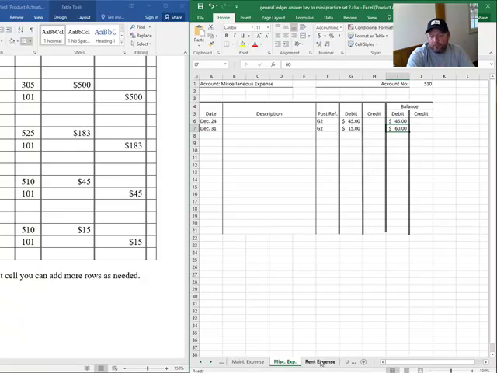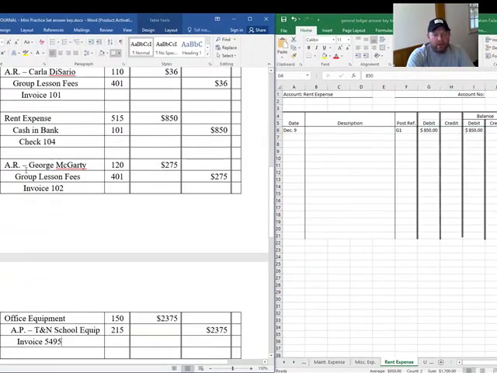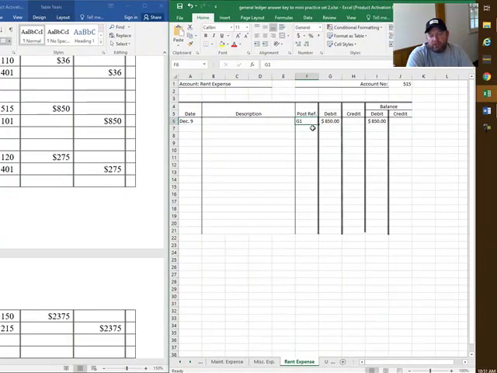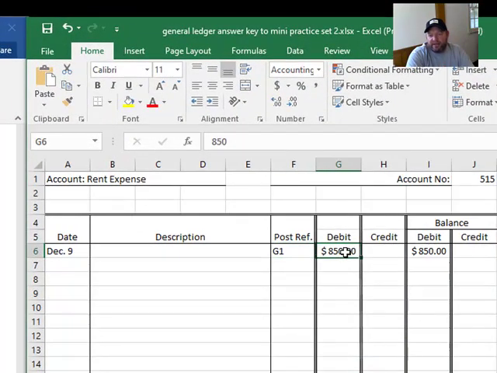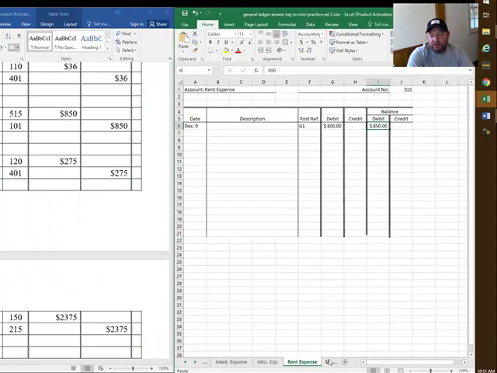Okay? We have rent expense. We just have one time where we paid rent, and that was on the 9th. And on the 9th, we paid rent by writing a check 104 for $850. So again, I post the date. I post where it came from, page 1 of the general journal. Rent expense is a debit, and its normal balance side is a debit. So our balance for rent at the end of the period is $850.